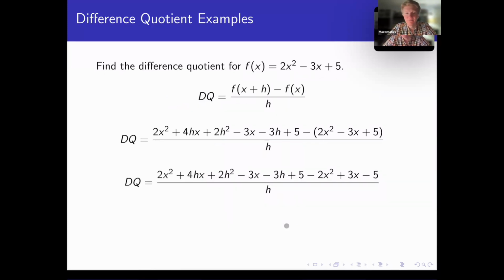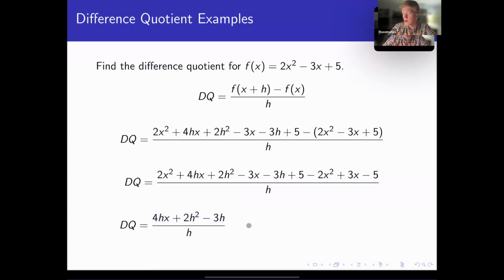And now, you think it doesn't get any better, but it actually does. 2x squared minus 2x squared. Oh, that goes away. Minus 3x and plus 3x. Oh, that goes away too. And positive 5 and negative 5. Well, out of 9 terms that we have here, 6 of them just canceled out. 2x squared minus 3x plus 5, well, minus 2x squared plus 3x minus 5 canceled out all of those terms. And we're left with these 3.